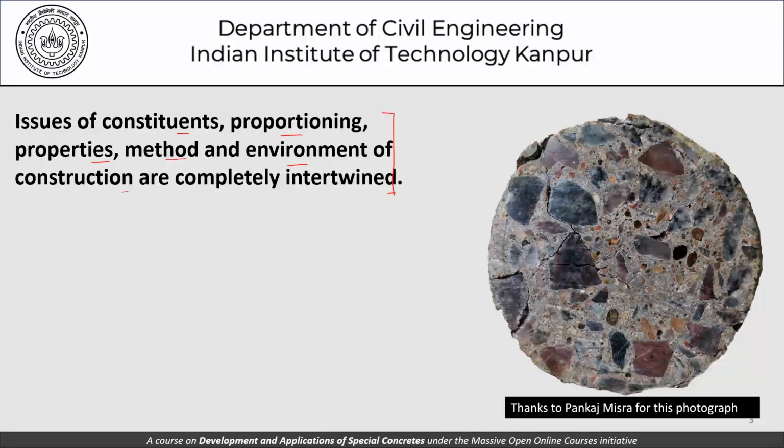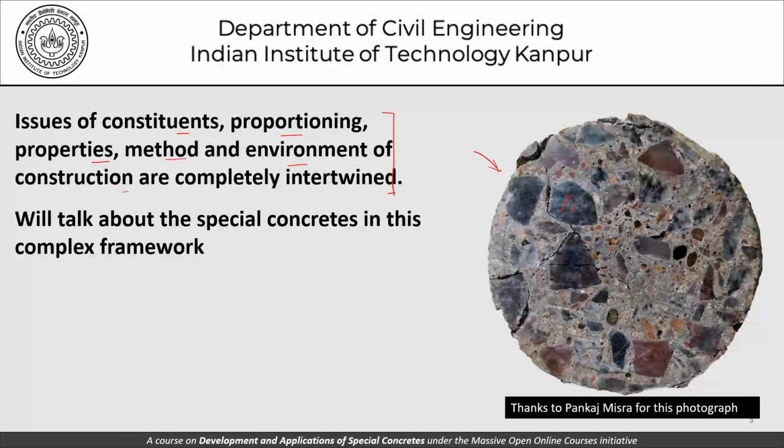Now, this picture here is that of a concrete core and the inside of it. You can see coarse aggregates, some finer aggregates, and some cracks. We'll talk about this in much greater detail, and I would like you to keep this picture at the back of your mind all the time. It's a very useful picture, helps you understand concrete, the complexities of it, the beauty of it, and so on. We'll talk about special concretes in the complex framework of this interdependence that we have.